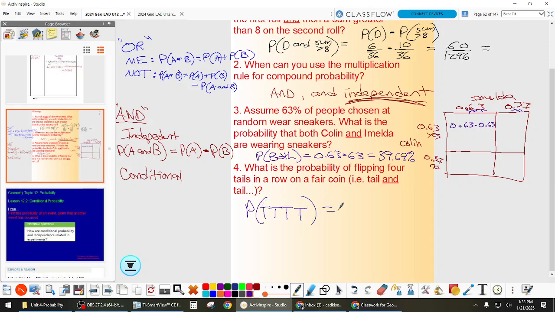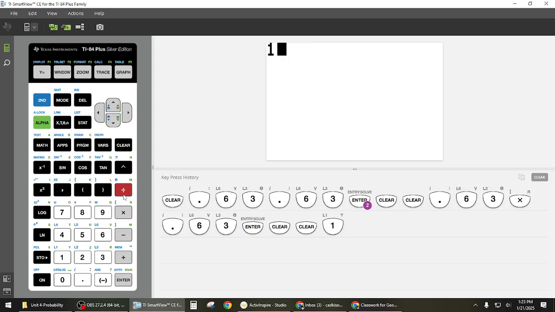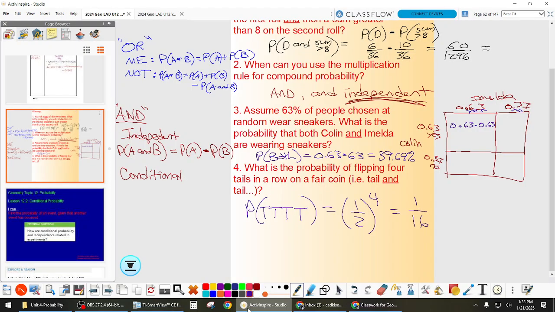4 tails. So what is the probability of flipping 1 tail? It's a half, right? You agree that this is just a half times itself 4 times? So you can write the fraction version as 1/2 to the 4th. Well, 1 to the 4th is 1, 2 to the 4th is 16. So we have a 1 out of 16 chance, which is roughly 6%. 6.25%.